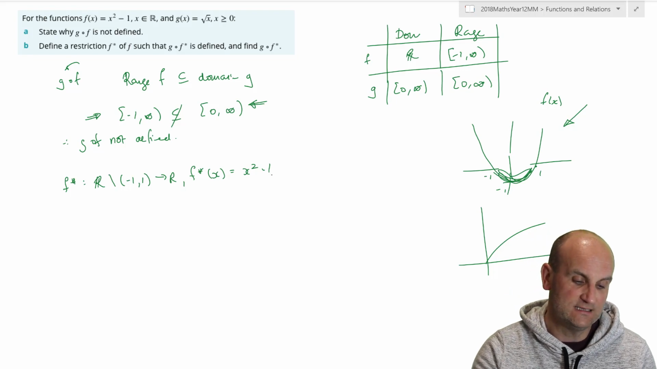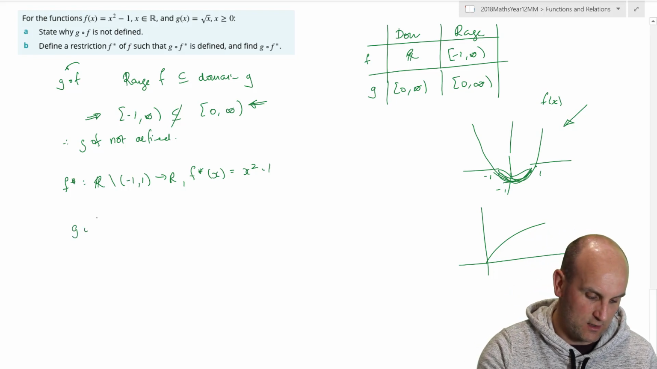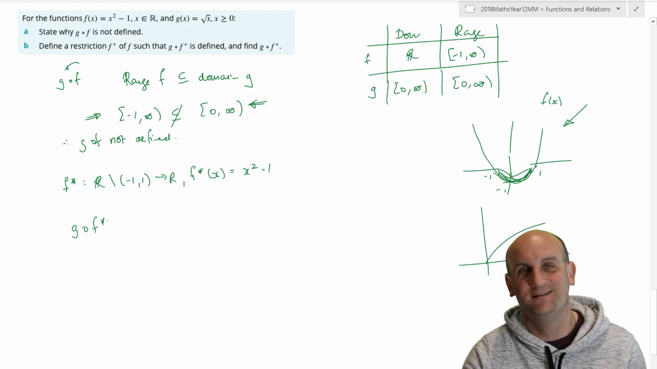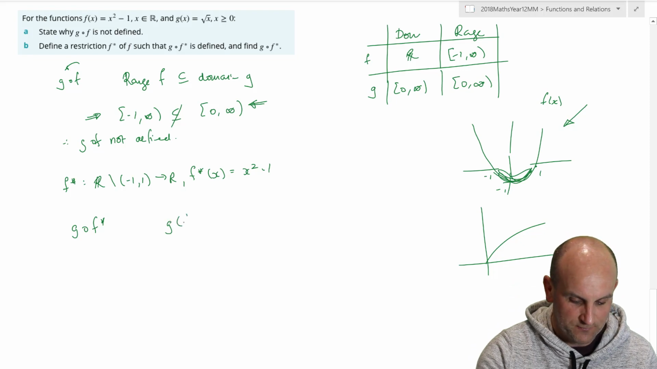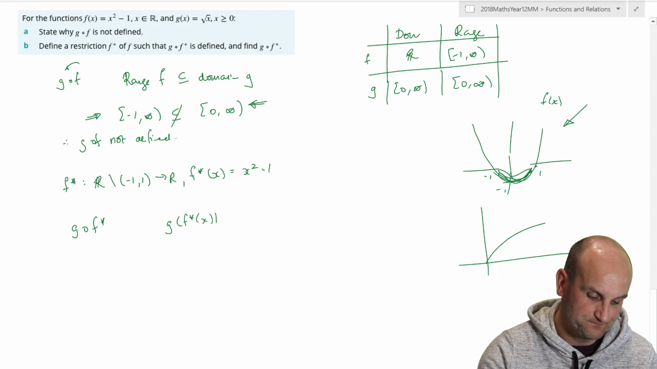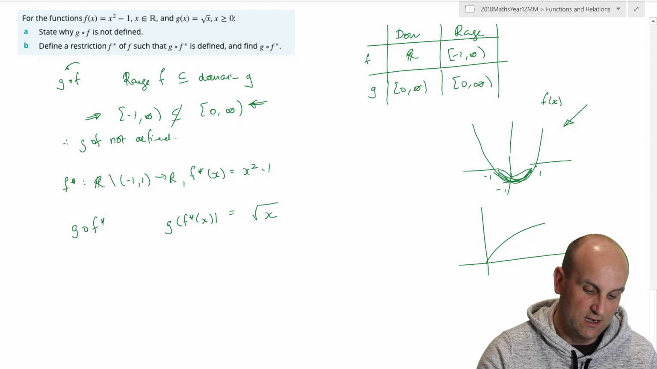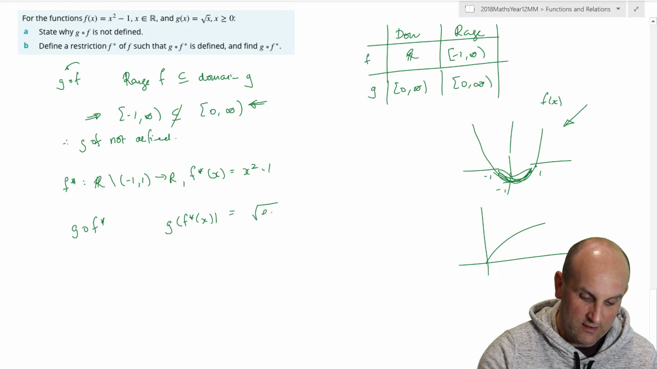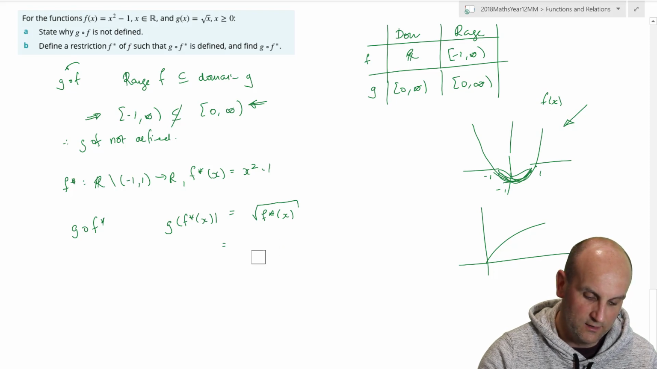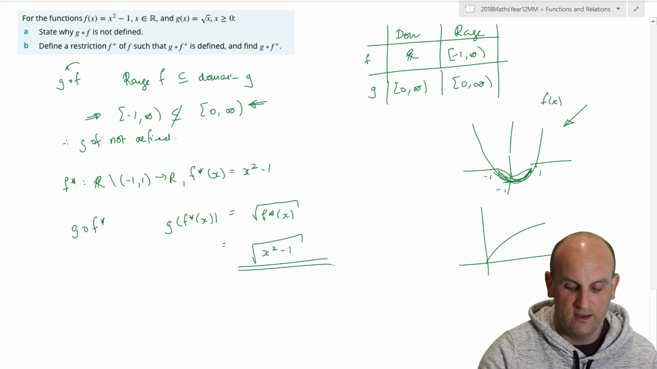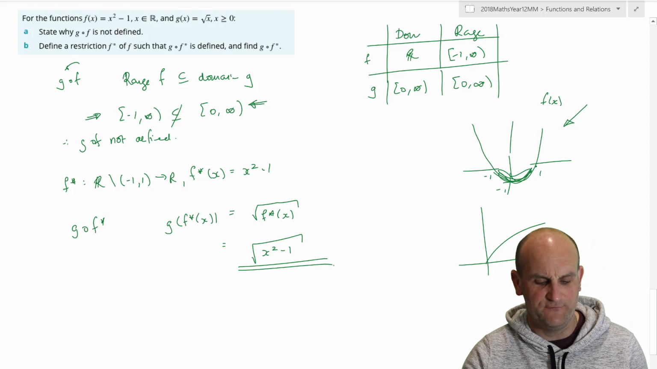All right? And then it says, find g of f star. Now, funnily enough, the f star is irrelevant because all this is telling me is do g of f star of x, which means I'm just going to say g, which was the square root of x, but where I now see an x, I'm going to put f star of x. So f star of x was still x squared minus 1, and I'm just going to put a square root over it. And ladies and gentlemen, there is my defined function.